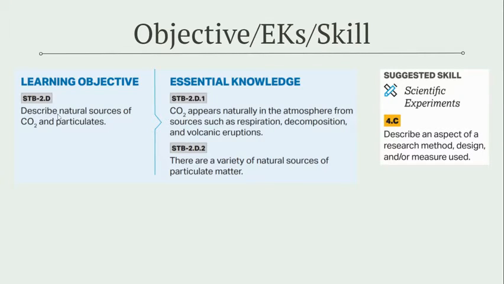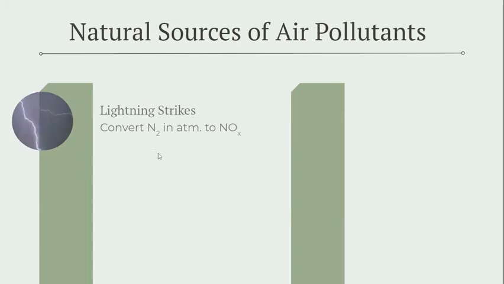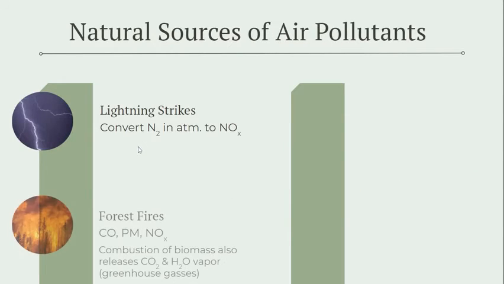So we need to describe natural sources of carbon dioxide and particulates, and we'll learn a little bit more about particulates here. CO2 appears naturally in the atmosphere from sources such as respiration, decomposition, and volcanic eruptions. And there are a variety of natural sources of particulate matter as well. So, at the end of this, we're going to take a look at just a nice review of a scientific experiment as well. But there are a lot of natural sources of air pollutants.